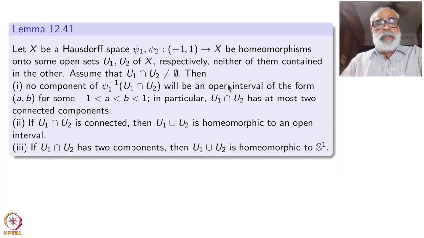Okay. See, once you have proved this one, this is obvious because connected components of U1 intersection U2 are in one-one correspondence with the connected components of psi 1 inverse of U1 intersection U2 inside the interval. See, this U1 U2 is happening inside the topological space X. But here we have come to the open interval. So there you can see there are only these possibilities. At the most, you have two components. So this is the strongest thing we first have to observe.